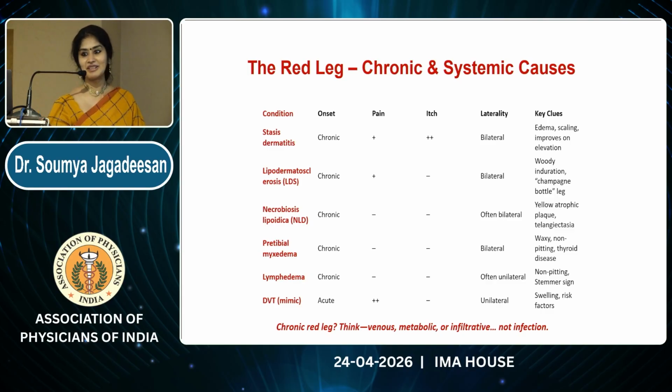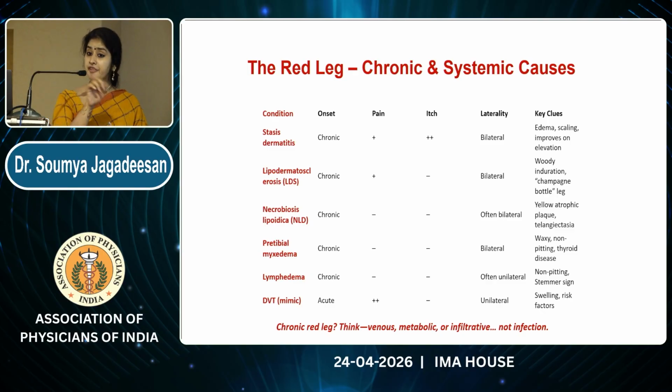I think I heard the term first in Harrison only. Harrison mentions beautifully about necrobiosis lipoidica diabeticorum, though we don't see that much in our population, or we might be missing it. You get orangish plaques with central atrophy on the shins. That is a typical classical description of necrobiosis lipoidica diabeticorum. And of course, we cannot miss out our pretibial myxedema.